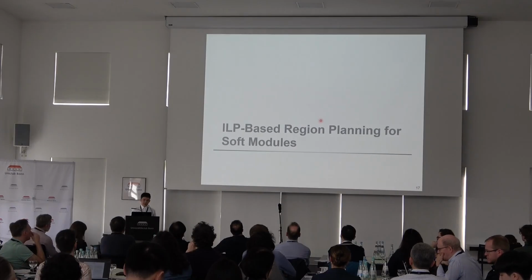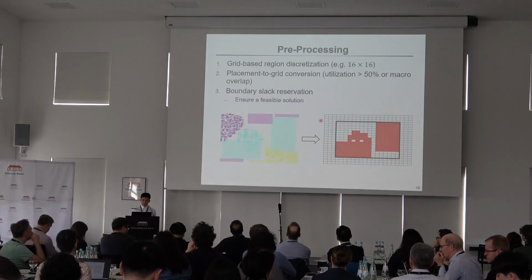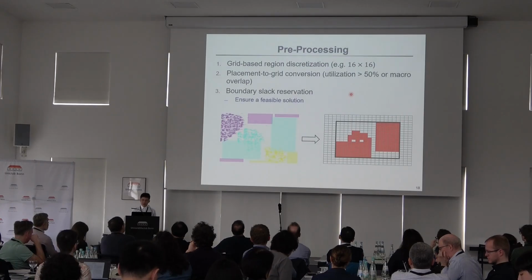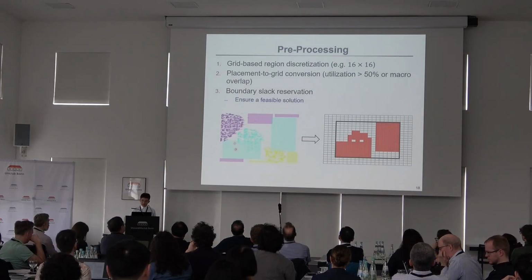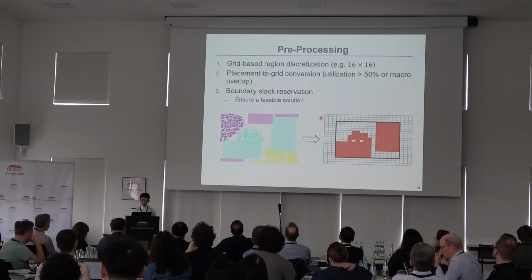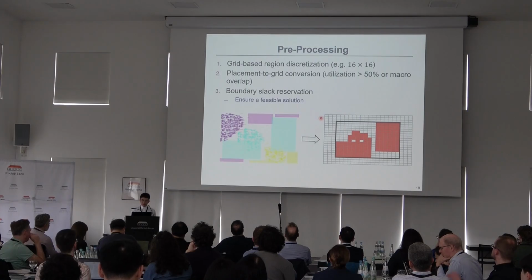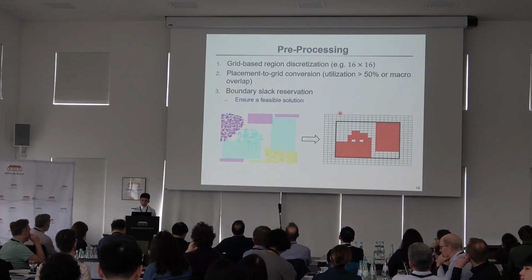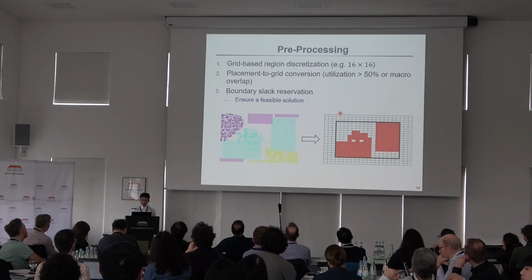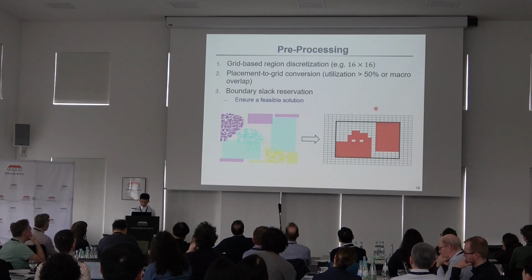Now we go to IOP-based region planning for submodules. In the preprocessing stage, we perform three steps. First, we obtain the result from the second round global placement and divide the group instances into a grid-based map. Second, we convert the placement distribution into a grid representation. Grids with utilization above 50% or overlapping with macros are marked as 1, and the others are 0. Finally, we reserve some boundary cells to ensure that optimization remains feasible.